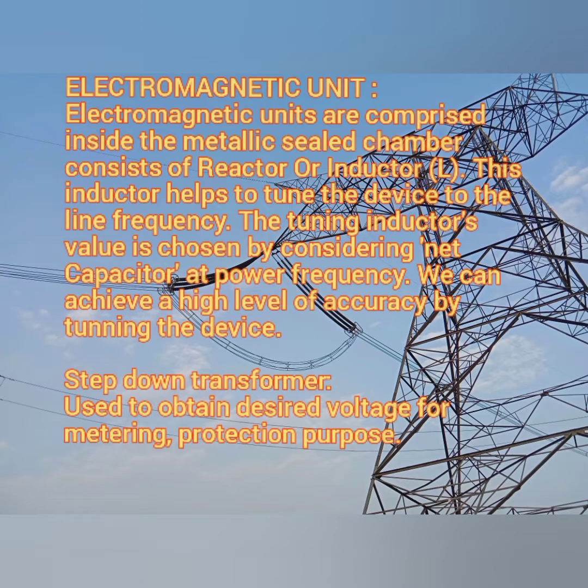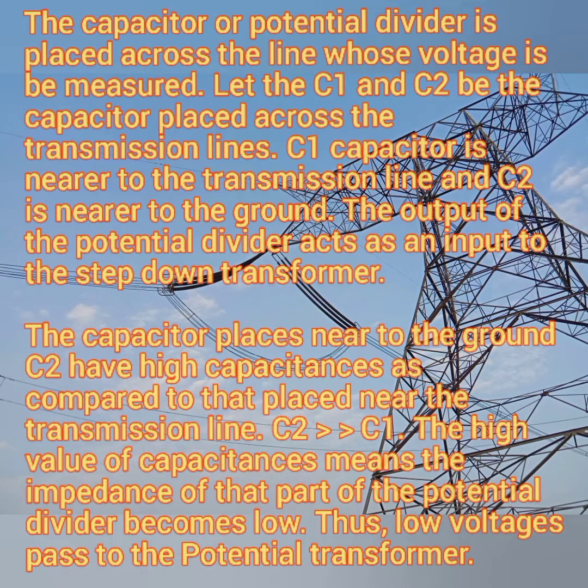The step down transformer is used to obtain a desired voltage for metering and protection purposes. The capacitor potential divider is placed across the line whose voltage is measured, where C1 and C2 are the capacitors placed across the transmission line. The C1 capacitor is nearer to the transmission line and C2 is nearer to the ground. The output of the voltage divider acts as an input to the step down transformer.